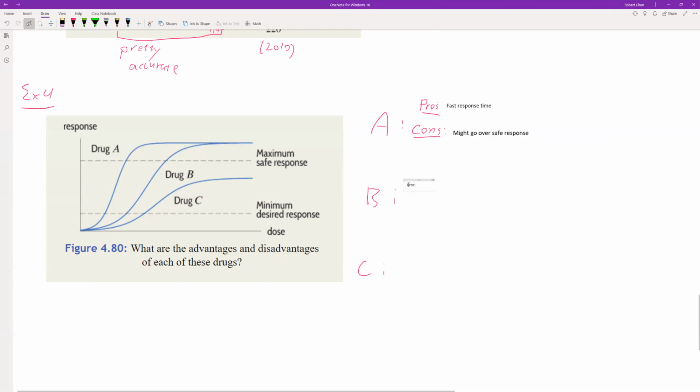All right, so pros, more time to react before going over the safe response. And then cons can be needs more dosage to hit the desired response.